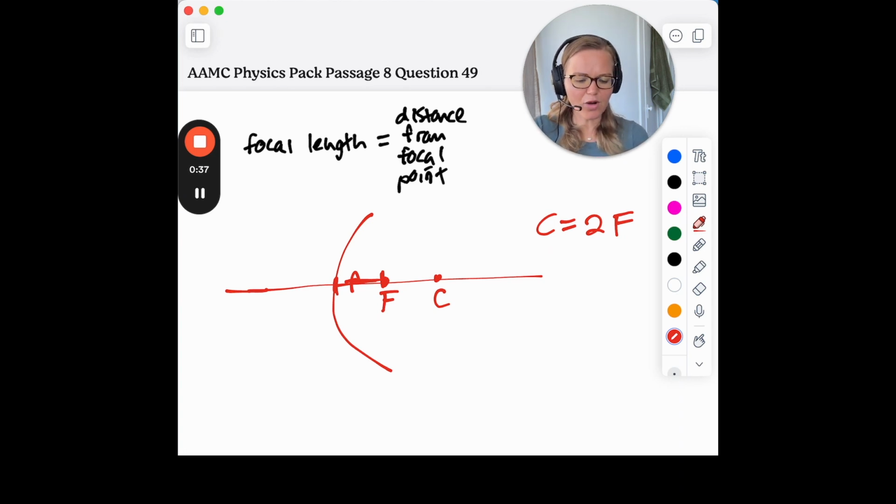And then the other quantity we need to know is our radius of curvature, which as it sounds is just the radius or the distance from our mirror to our center of curvature.